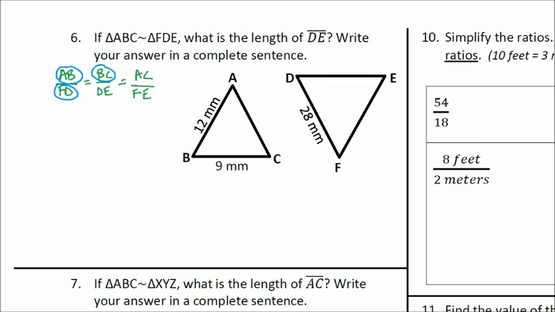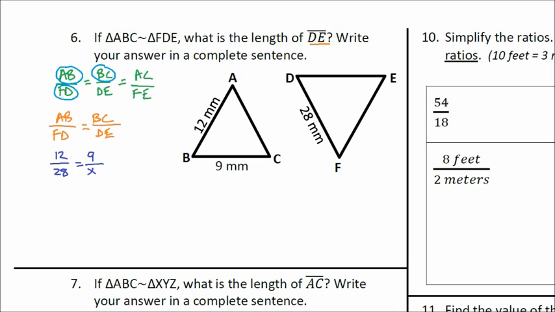So let's go ahead and set up our proportion. It's going to be AB over FD. The reason for that is we know the numerator and denominator of that one. And then BC I know, I can put that there. The reason we picked this ratio is because that is the one that has our missing side, DE. So BC over DE. Alright, let's plug in the values. AB is equal to 12, FD is equal to 28, BC is equal to 9, and DE is our unknown.